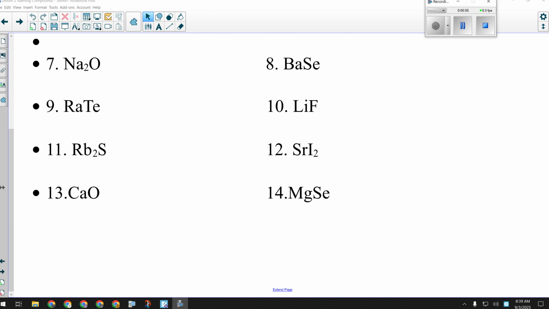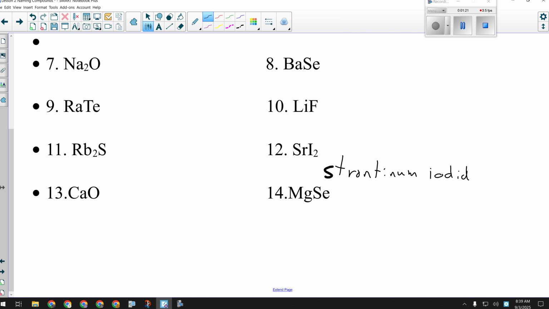All right, on number 12, what does Sr stand for? Strontium. Okay, so we name the metal first. Okay, strontium. And what does I stand for? Oh, yeah, very good. Iodide. Okay, no prefixes needed. These are ionic compounds. That's the only way strontium can go with iodine. By the way, there are two ways to say that one.